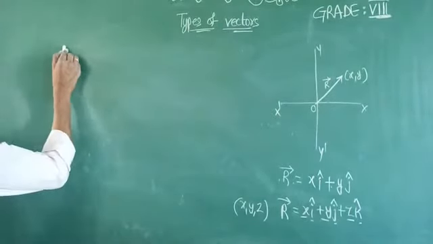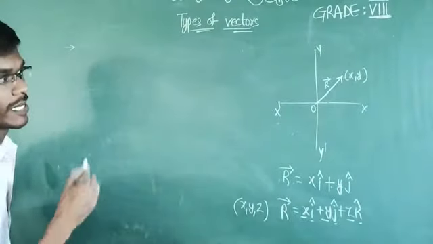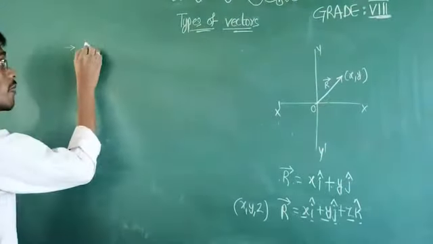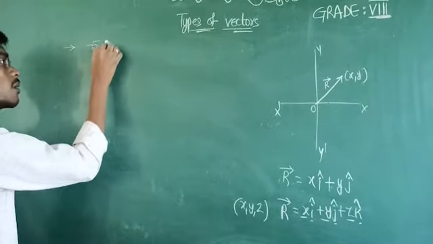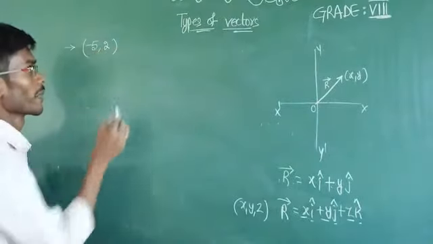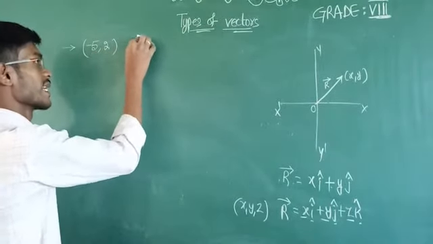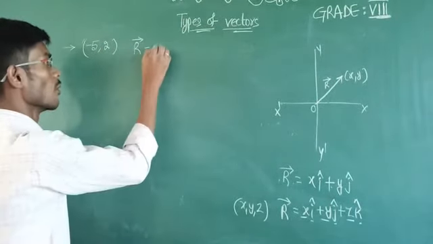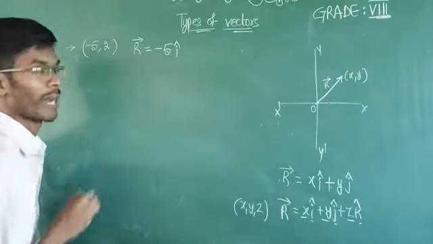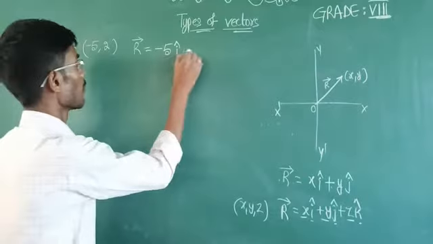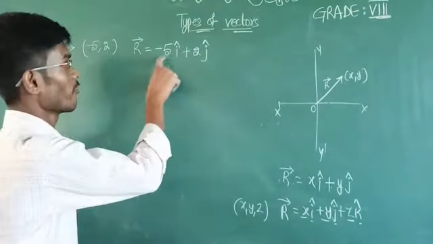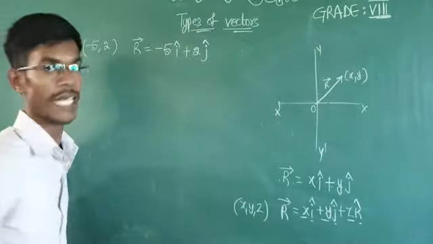Suppose the object is changing its position from the origin to the point -5 comma 2, where -5 is the x component and 2 is the y component. Then the vector can be represented as r bar is equal to -5 i cap. Along with the sign we will write -5 i cap plus 2 j cap.